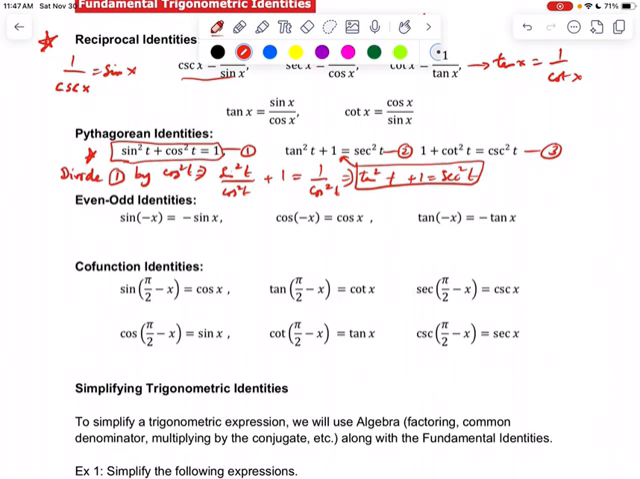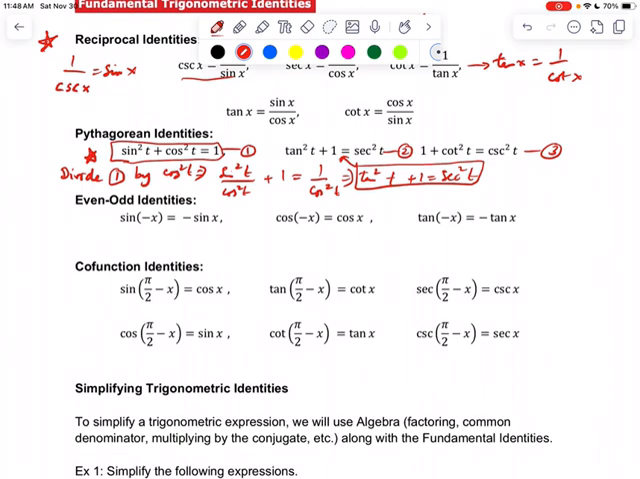And in the same way, if instead of dividing by cosine square t, you divide by sine square t, you will get the third identity. So if you remember the first one, and if you need to use the other identities and you don't remember, you can always find them from this initial identity.